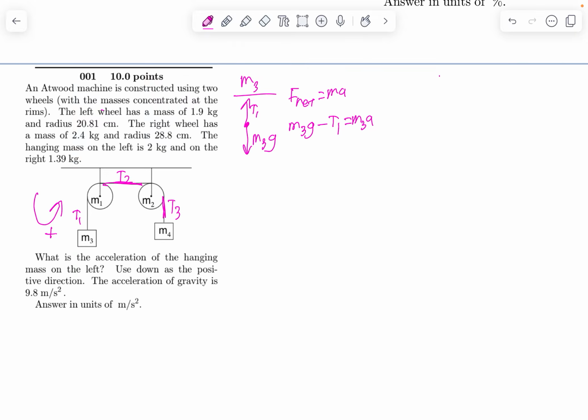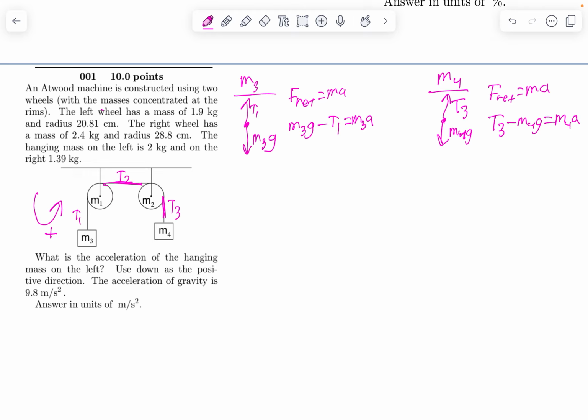And we can do something very similar for the other hanging mass, M4. There is gravity, M4G, down. And then there is tension, a different part of the string, T3, going up. So F net is equal to MA. T3 goes up, and it'll make M4 spin that way. So T3 is positive, so it'll be T3 minus M4G, and that will be equal to M4A. That is the same process that we've done in the past.